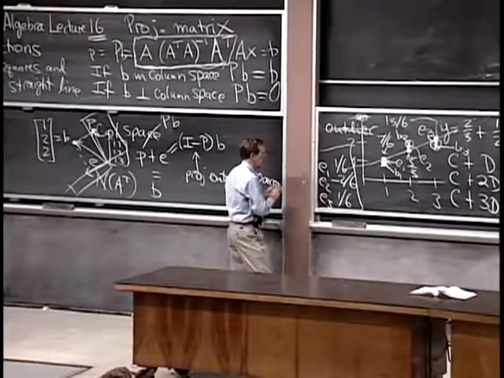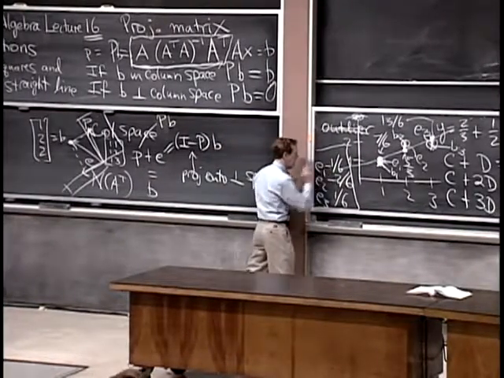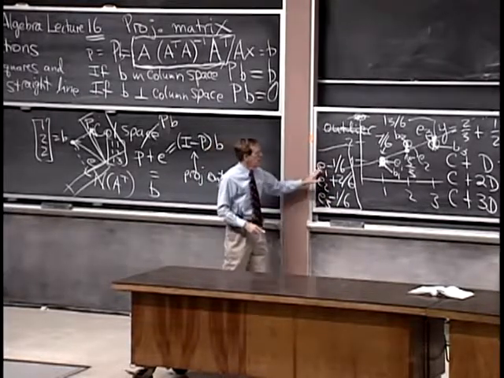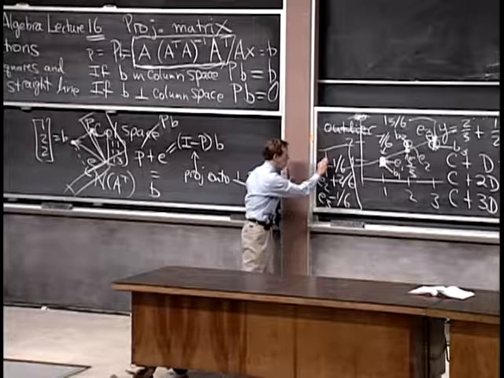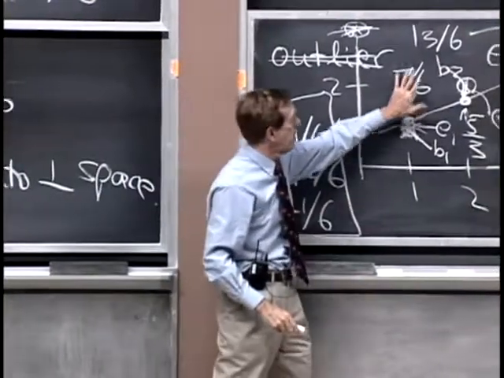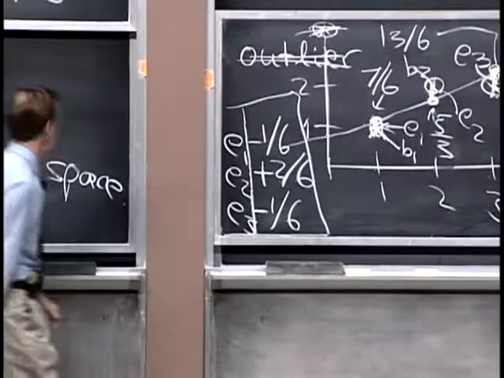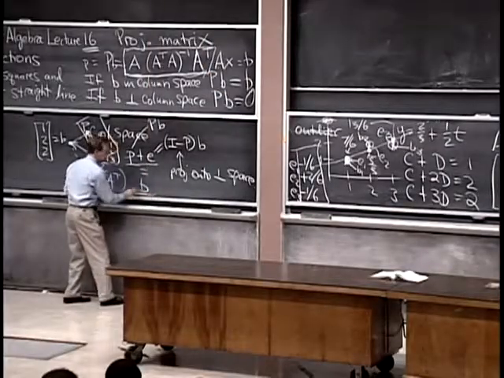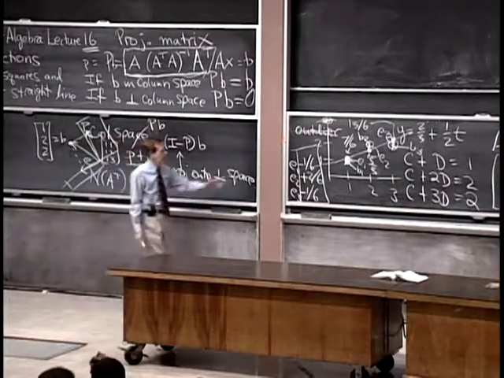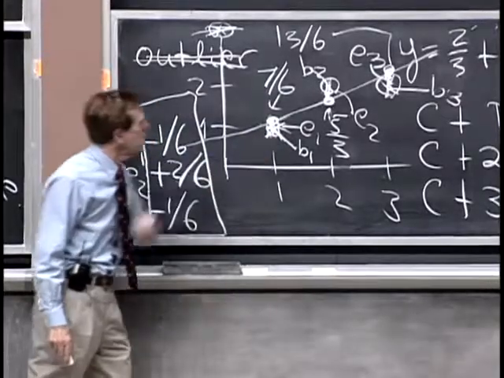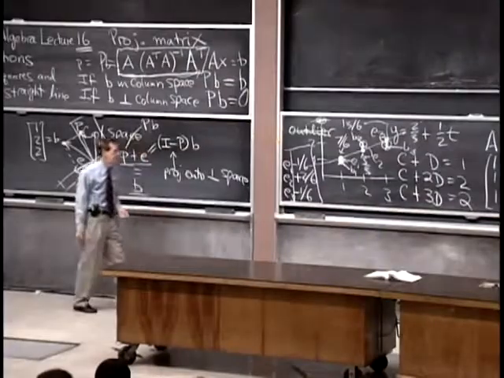Well, maybe I have the signs of E wrong. I think I have. Let me fix them. Because I would like this plus the P to give the original B. I want P plus E to match B. So I want minus 1/6 plus 7/6 to give the correct B equal 1. Okay.